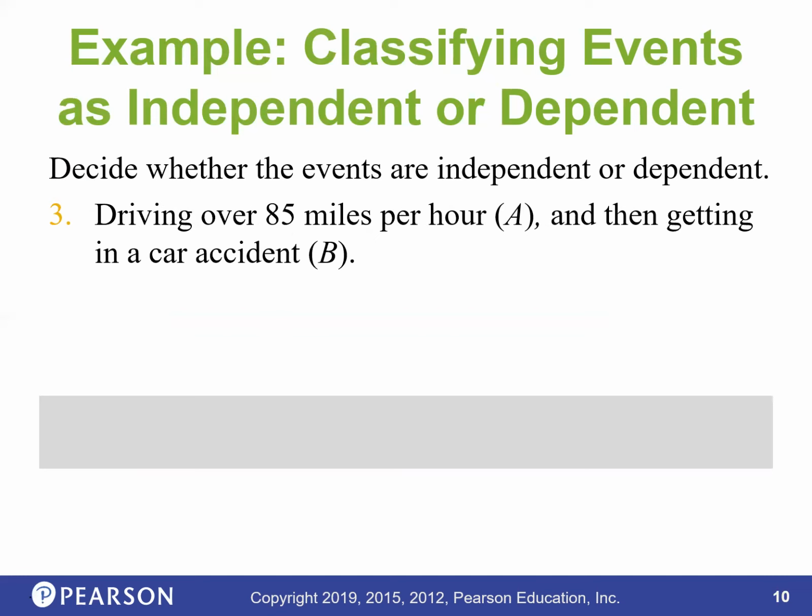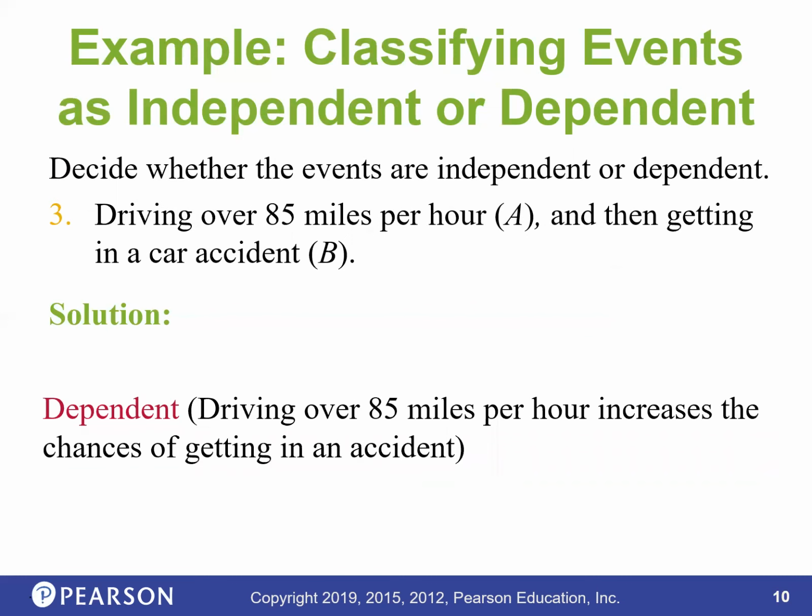Okay, next one. Dependent or independent? Driving over 85 miles an hour, then getting into a car accident. Again, this comes from statistics, from empirical probability. Driving over 85 miles per hour does increase the chances of getting into a car accident, so those two are dependent events. Okay, are we good there?